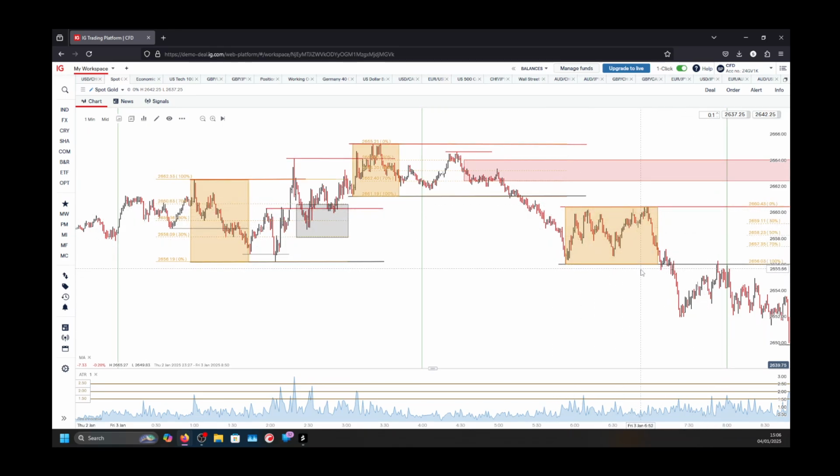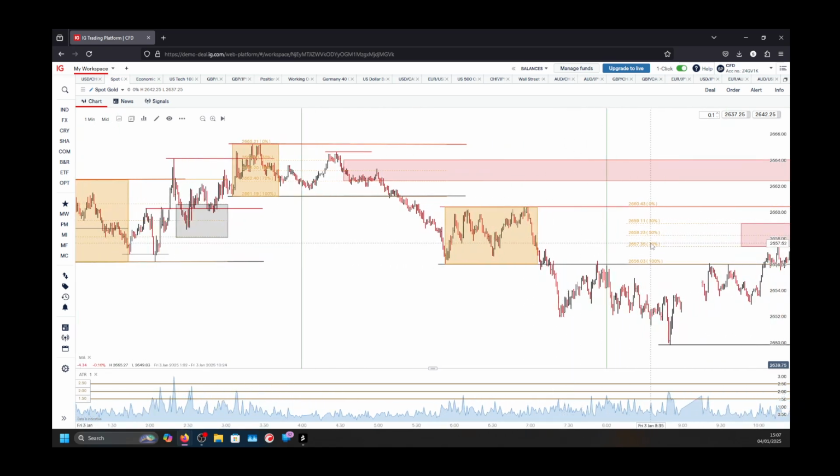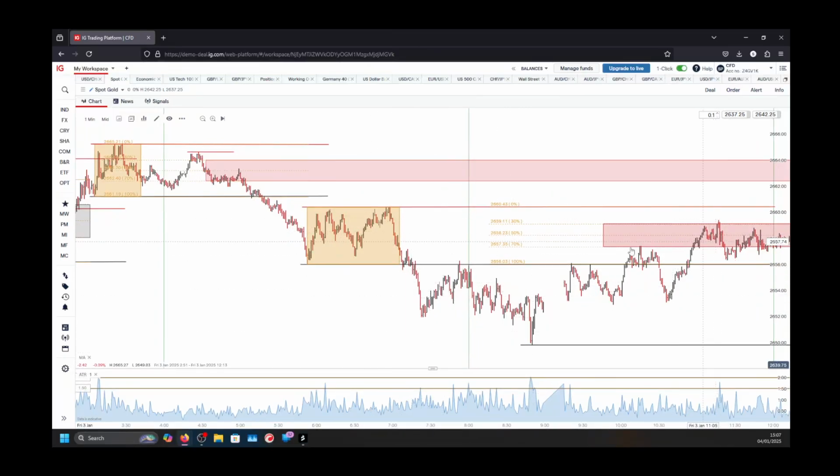But what did happen was, you see, this was the move down. This was when price started to move up. Price failed to continue up into this zone, came down and broke through this structure point. So I run a fib from this low to this high, mark off the 70, 30 and 50% zone, and then wait for price to come back up into here and take a trade from the 70% zone.